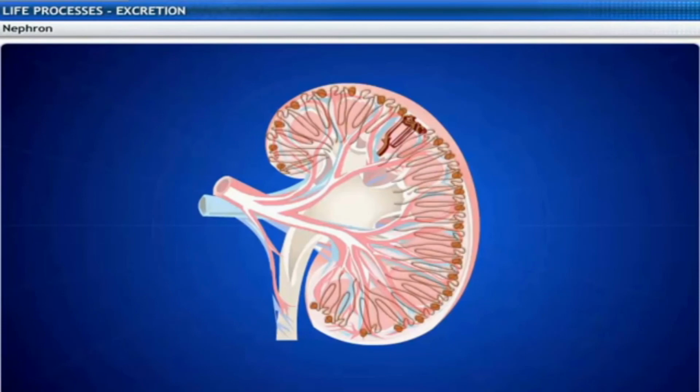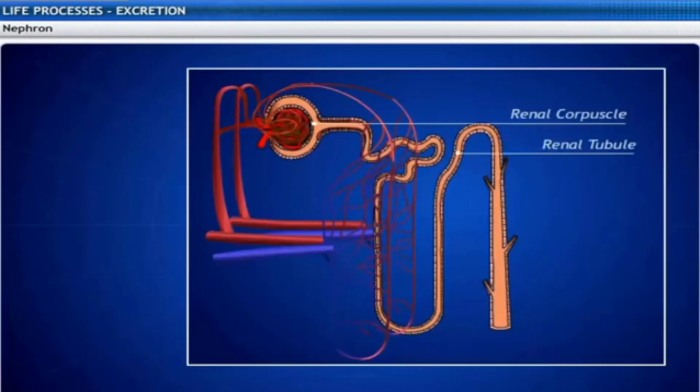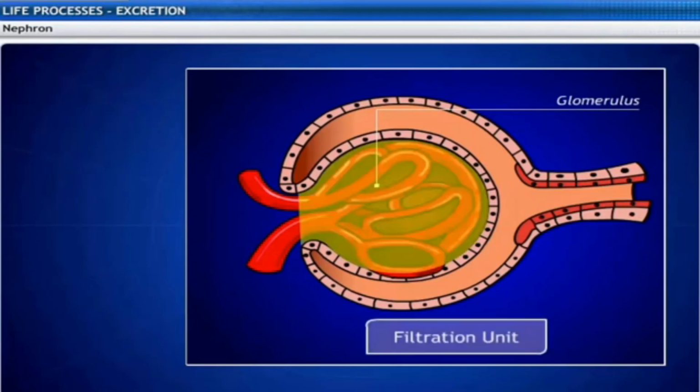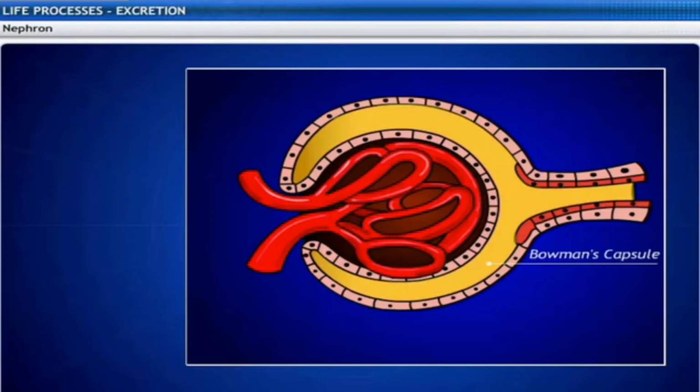Each kidney contains about 1 million nephrons. Each nephron consists of a corpuscle and a renal tubule. A corpuscle is composed of tangled clusters of tiny blood capillaries called glomerulus. This is called the filtration unit. A thin-walled, sac-like structure called Bowman's capsule surrounds the glomerulus.